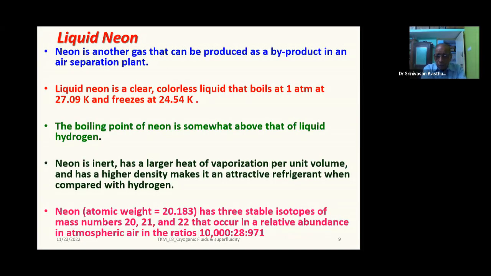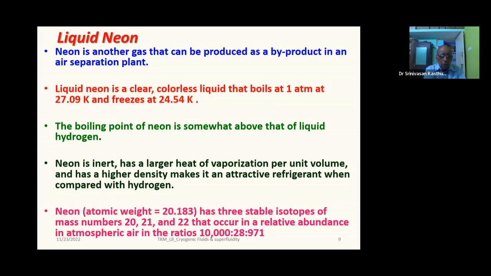Now let's try to discuss neon. Neon is another gas that can be produced as a byproduct in an air separation plant. These are all inert gases: argon, neon, xenon. Liquid neon again is a clear colorless liquid, and it boils at 1 atmospheric pressure at 27.09 Kelvin. See, neon's boiling point is very low. It has a freezing point of 24.54 Kelvin.